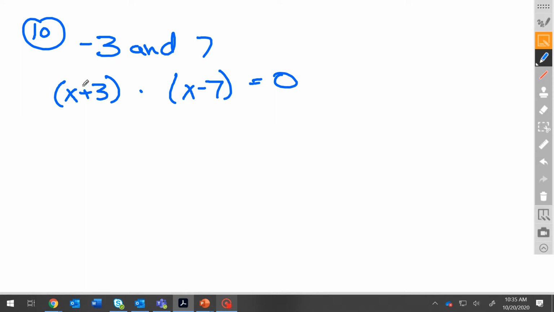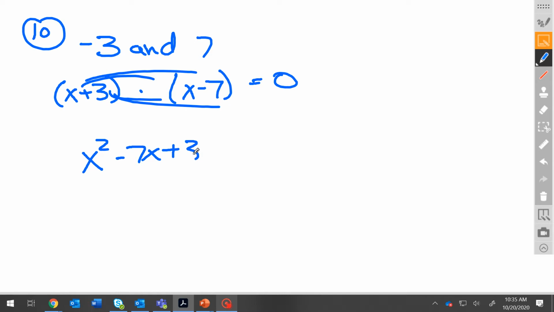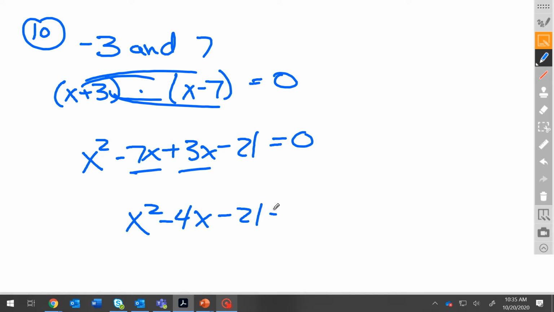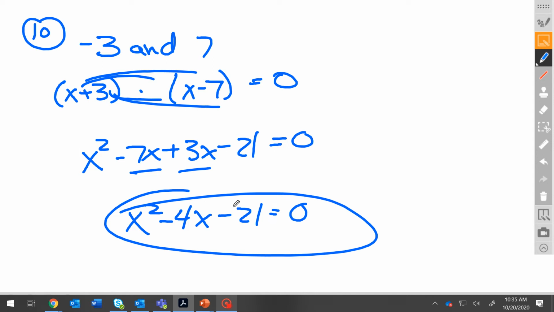So I'm going to use the distributive property to figure out what this would be in standard form. So x times x is x squared, x times negative 7, negative 7x. 3 times x is 3x, 3 times negative 7, negative 21. Combine the like terms, negative 7x and positive 3x, x squared minus 4x minus 21 equals 0. This equation has solutions negative 3 and 7.